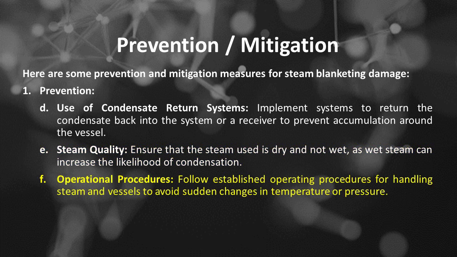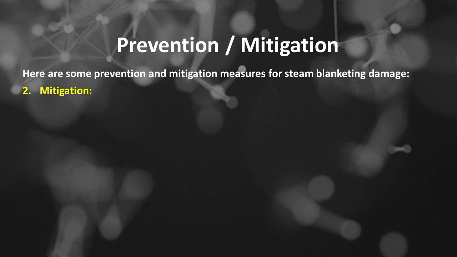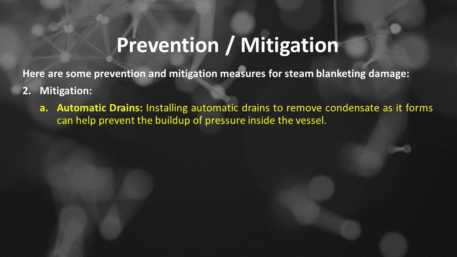The sixth is operational procedures. Follow established operating procedures for handling steam and vessels to avoid sudden changes in temperature or pressure. Number 2 is mitigation. As following. The first is automatic drains. Installing automatic drains to remove condensate as it forms can help prevent the buildup of pressure inside the vessel.